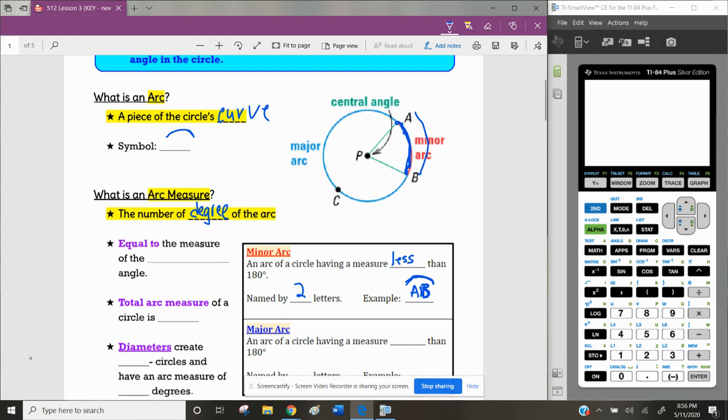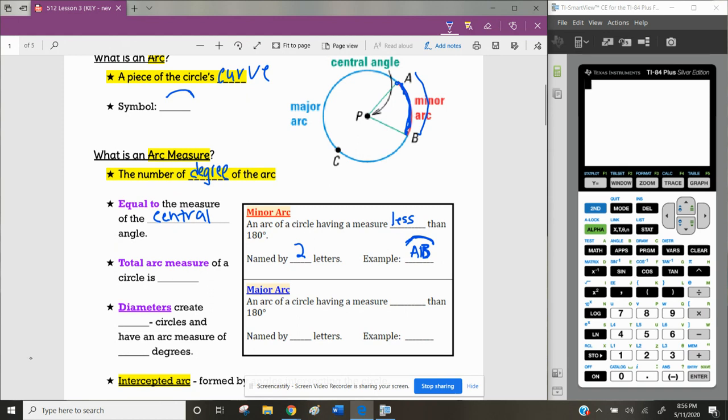So the arc measure is equal to the measure of the central angle, and we discussed central angles in the previous video. Those are angles whose vertex lies on the center and whose rays are radii of the circle. So we have our minor arc, which measures less than 180 degrees. So our central angle would be less than 180 degrees.